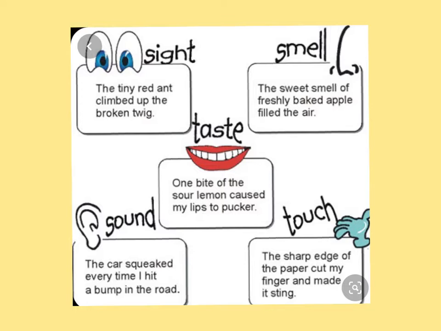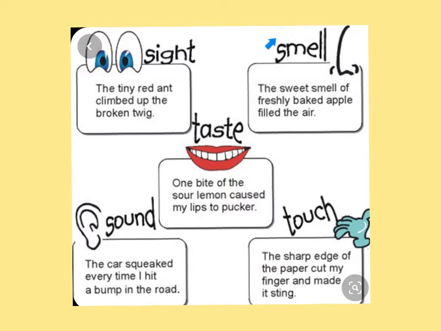So the first one I'm going to start with is sense of sight. The tiny red ant climbed up the broken twig. So the imagery here is the tiny red that helps you get a picture of what the sentence is telling you. And then broken twig.